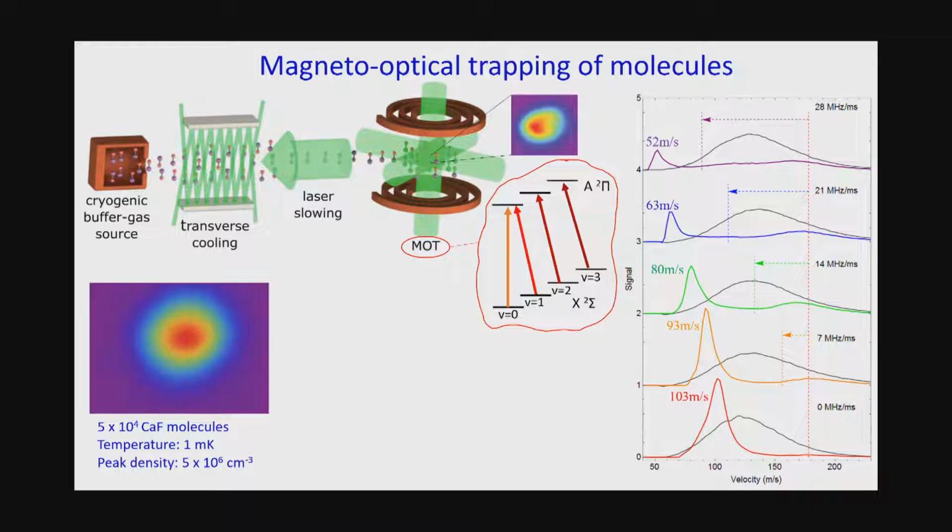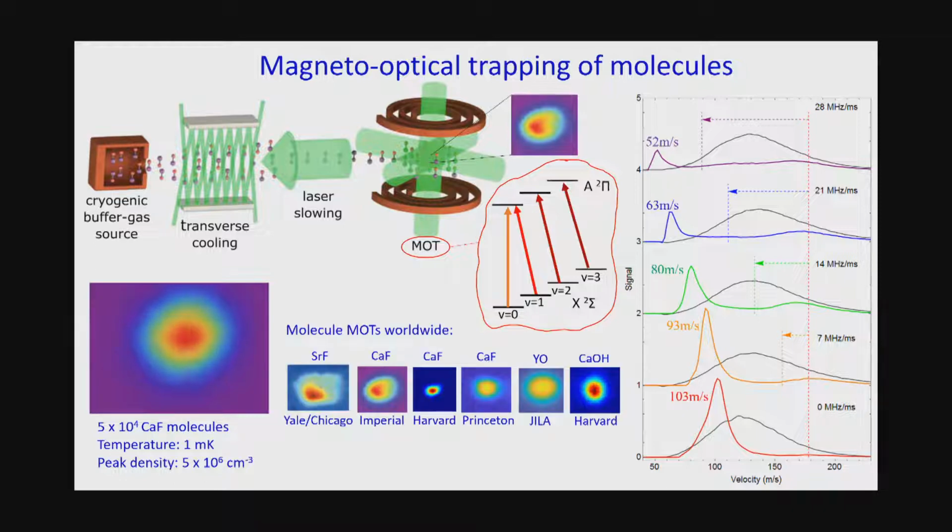And this is a growing field. It started with strontium fluoride in Dave DeMille's lab, and now we have also calcium fluoride at Imperial, Harvard, and Princeton, yttrium oxide at JILA, and polyatomic calcium hydroxide at Harvard. And you'll be hearing more about that tomorrow. Also, there are many more species that are being worked on and will be coming online very soon, and many more groups that are entering the field. So it's a very exciting time for the field right now.